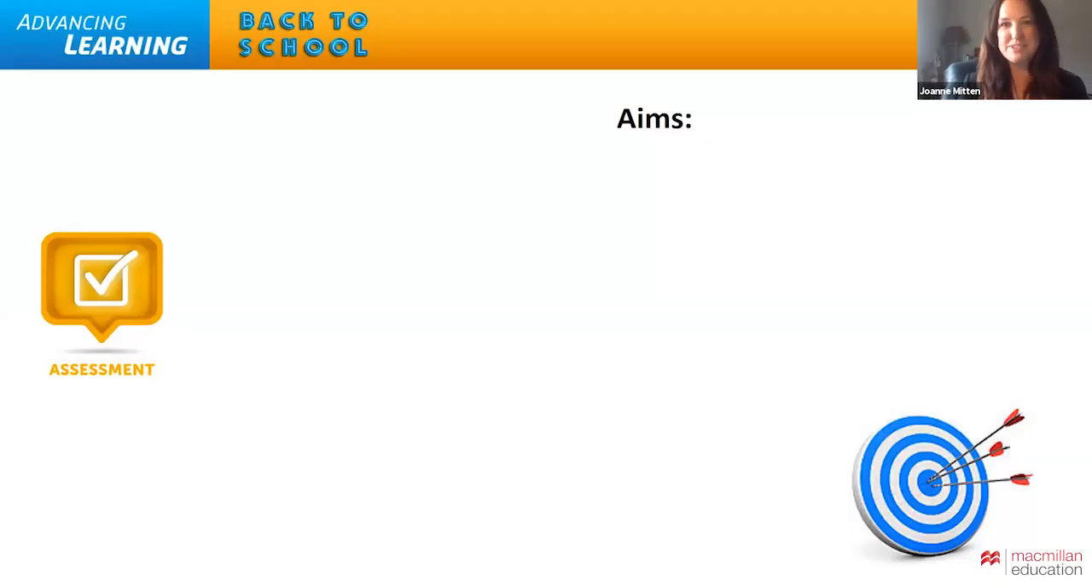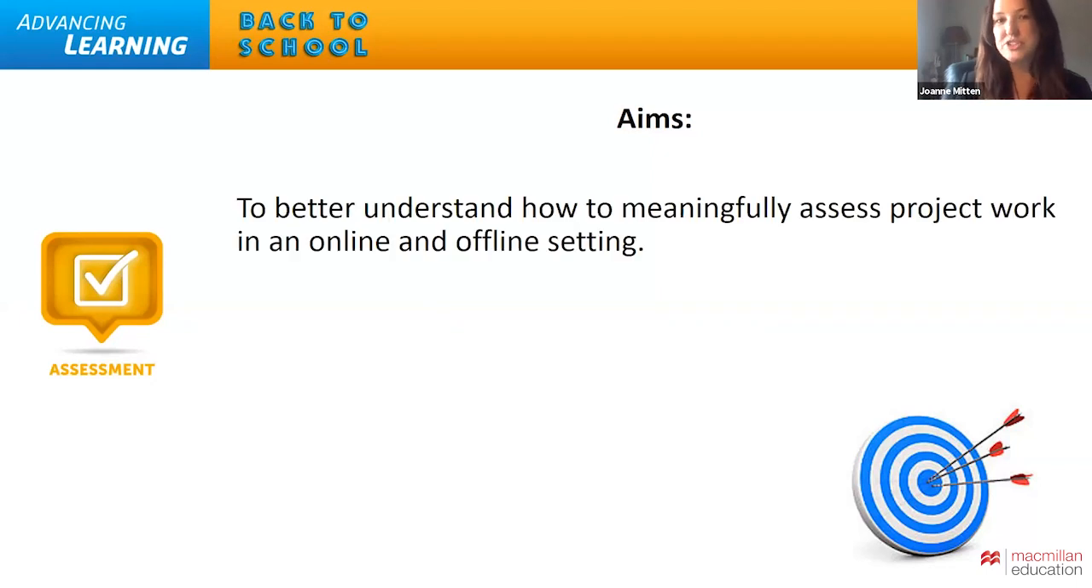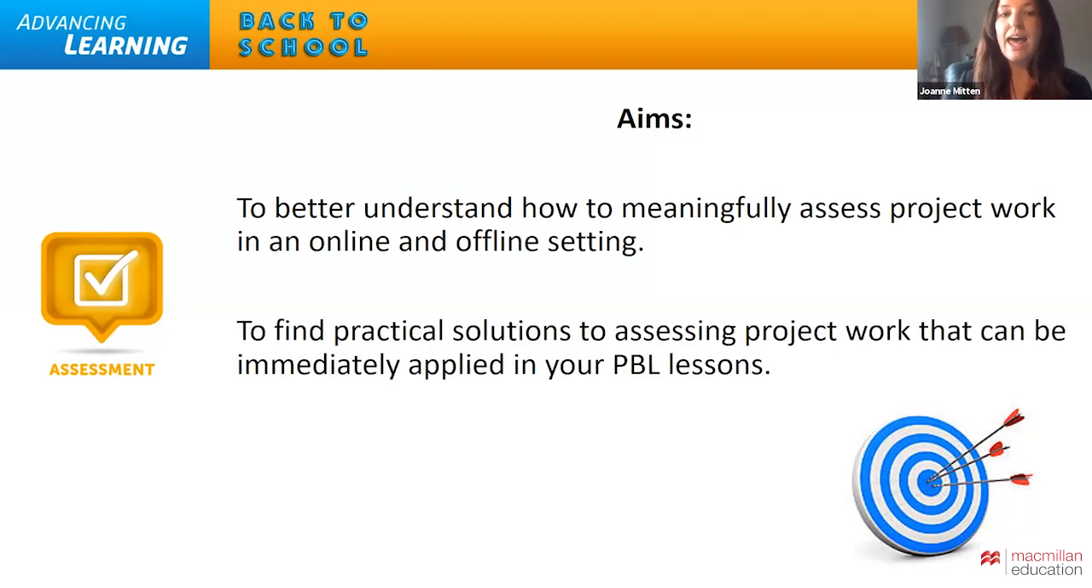So I've kept the aims today very simple. Our aims are to better understand how to meaningfully assess project work in an online and offline setting, and to find practical solutions to assessing project work that can be immediately applied in your PBL lessons. So my aim today is for you to be able to take suggestions and templates and tips and use them straight away. Okay, so hopefully it's a nice practical way to end this series.